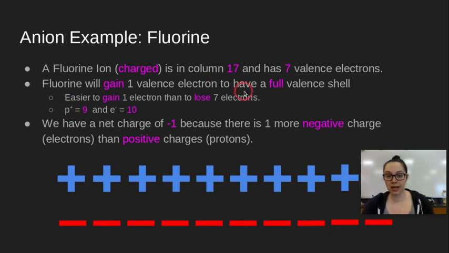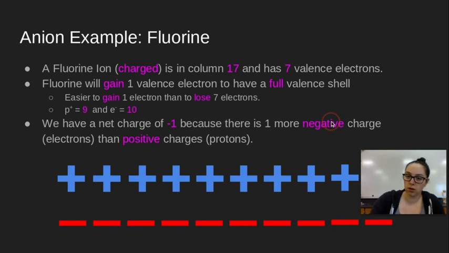So I have my 9 electrons originally, plus 1 electron will give me 10. Okay. We have a net charge of -1 because there is 1 more negative charge than a positive charge. 1 more electron than there is a proton.